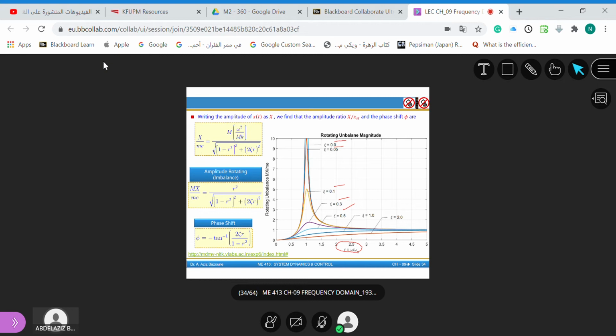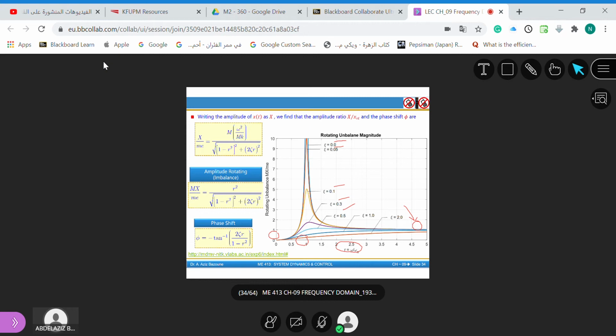So you have to avoid the resonance region, which is omega over omega n equal to 1, or r equal to 1. The amplitude starts from 0 when r is equal to 0. Then when omega over omega n increases, this amplitude ratio goes to 1. As you can see, the limit will go to 1. The only thing you have to avoid is the frequency region where r is equal to 1.